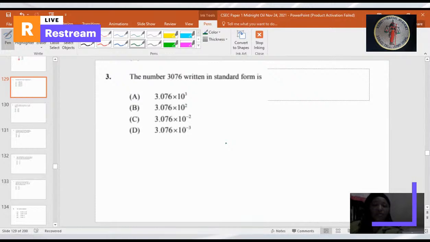The number 3076 written in standard form. So when we're writing in standard form, we want only 1 digit to the left of the decimal point. So we would have 3, that's our 1 digit.